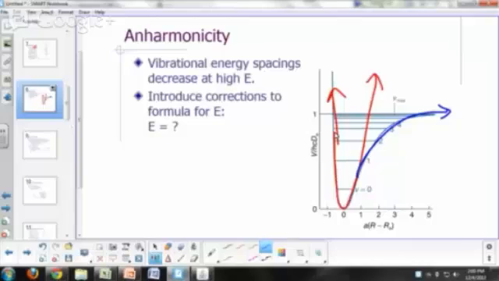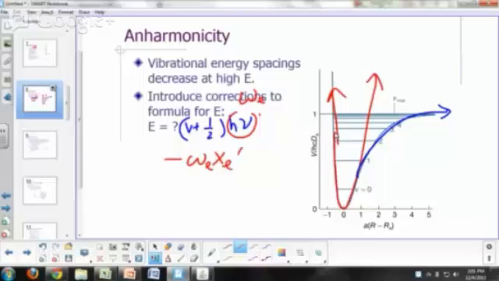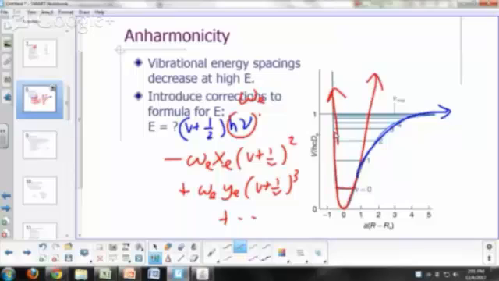And so the correct energy is not just the harmonic oscillator energy formula. What would we have to do? We have to introduce correction terms. And we did this in the lab. Remember, in the lab, what did we call h nu? We called that omega_e. So you introduce an anharmonicity correction: you subtract omega_e x_e (v + 1/2)^2, plus omega_e y_e (v + 1/2)^3, and so on and so forth. You introduce corrections just so you can fit your theoretical values to the experimental data.